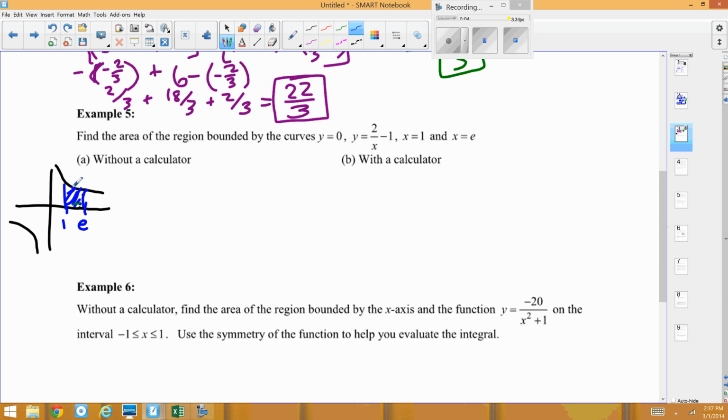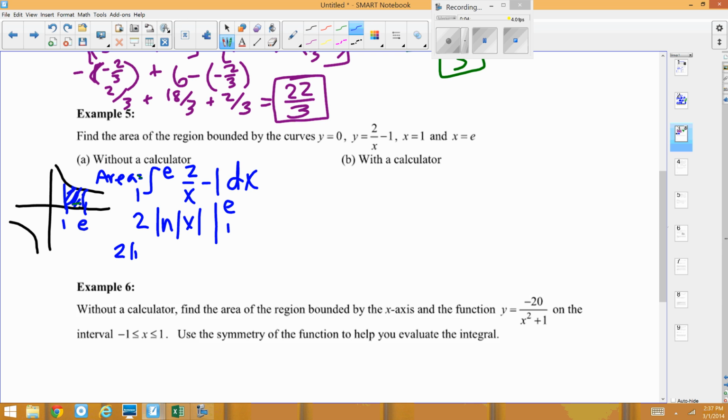All right, so we're going to do this without a calculator. We're going to find the area. So it's the net accumulation, or the integral from 1 to e of 2 over x minus 1 dx. Integrating this, we get 2 ln absolute value of x evaluated from 1 to e. So we get 2 ln e minus 2 ln 1. Okay. Oh man, I messed that one up big time. Ah, crud. All right. See, these are the mistakes you guys are going to make, right?